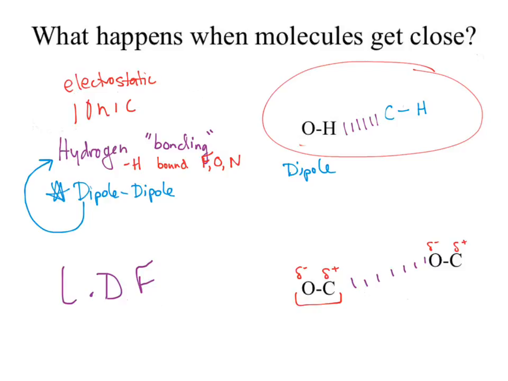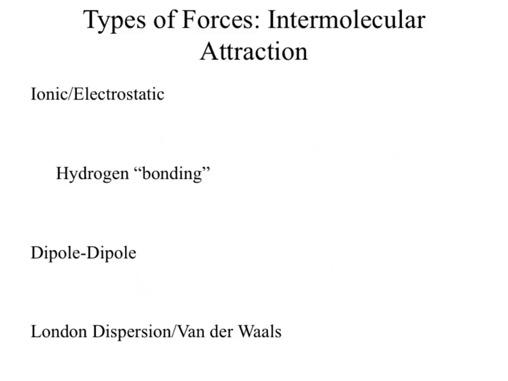Okay? Tricky? Yes, absolutely. But that's the way it works. Okay. So we've got 4 primary categories when it comes to our forces: our ionic or electrostatic, hydrogen bonding, dipole-dipole, and London dispersion and/or van der Waals forces. Okay. Just like we did with our bonding, we want to be able to quickly look at a molecule and start to classify these interactions.